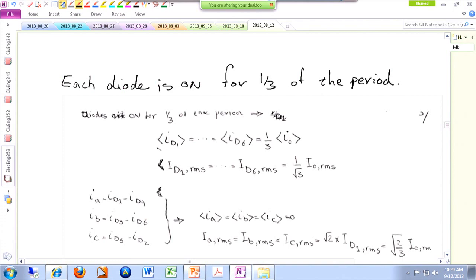So on average, the current of all of the diodes are the same. If you look at the average value of these diodes, as long as this is a balanced system, all of these currents are the same, and that would be 1/3 of the average value of the output current. Again, going back to the RMS definition, you can conclude that I D1 RMS equals I D2 RMS, all the way down to I diode number 6 RMS, and that would be 1 over the square root of 3 times I out RMS.